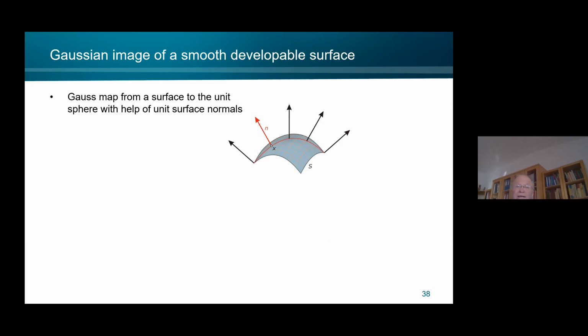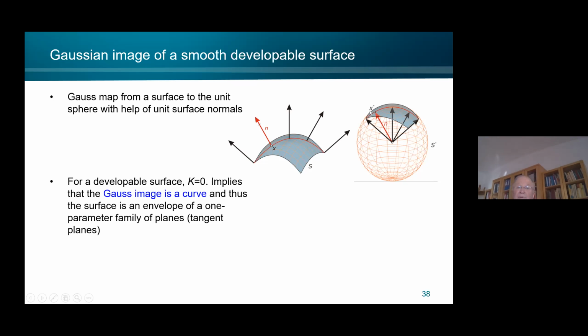For the following, I need the concept of a Gauss map, which uses a smooth surface for now, and at a point we have then a unit surface normal, and we view this unit surface normal as coordinate vector of a point. Of course, this is a point on the unit sphere centered in the origin. And this is the so-called Gauss map from the surface to the unit sphere.